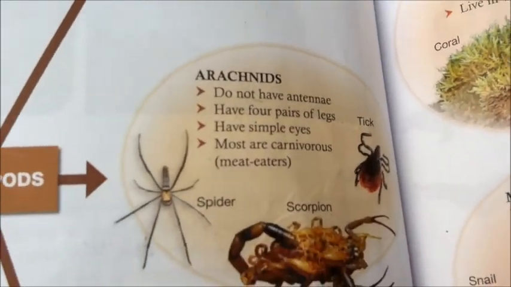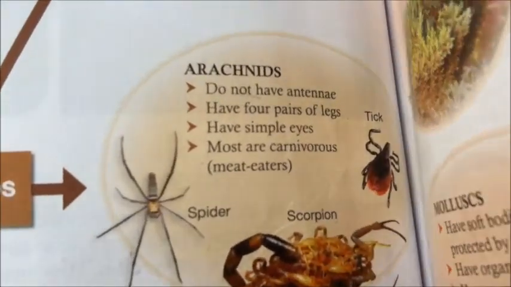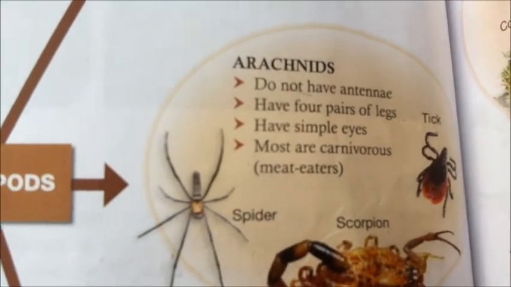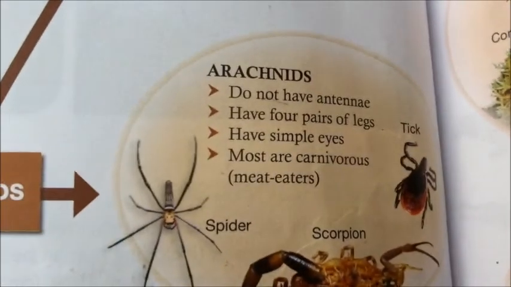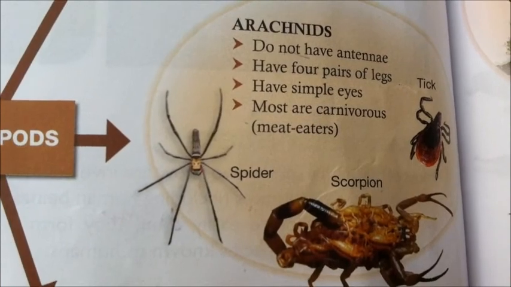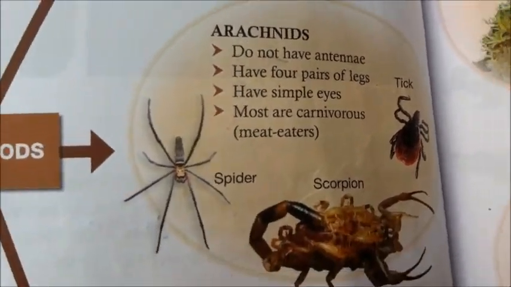Next, arachnids do not have antennae, have 4 pairs of legs, and have simple eyes. Most are carnivorous meat-eaters. Spiders, scorpions, and ticks are the examples.